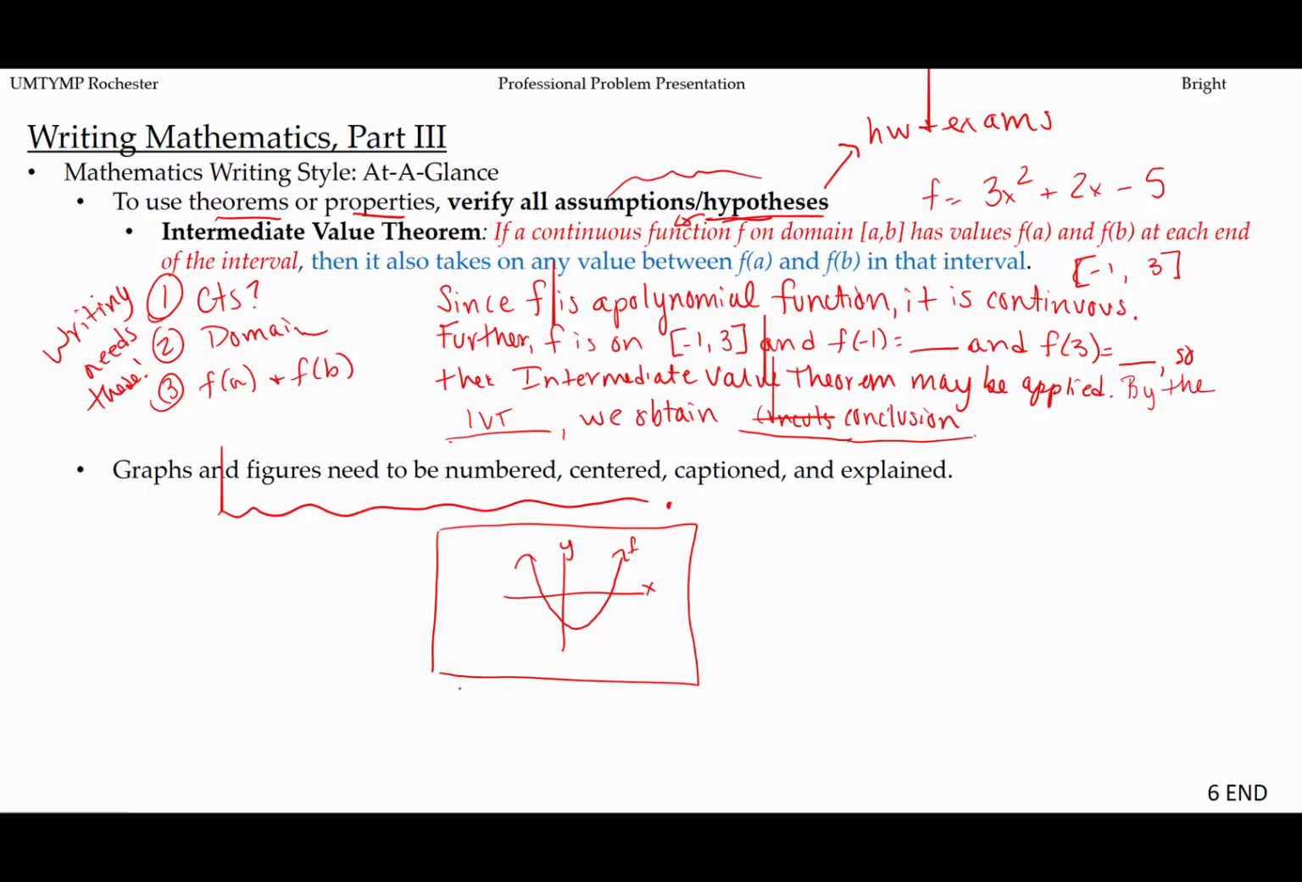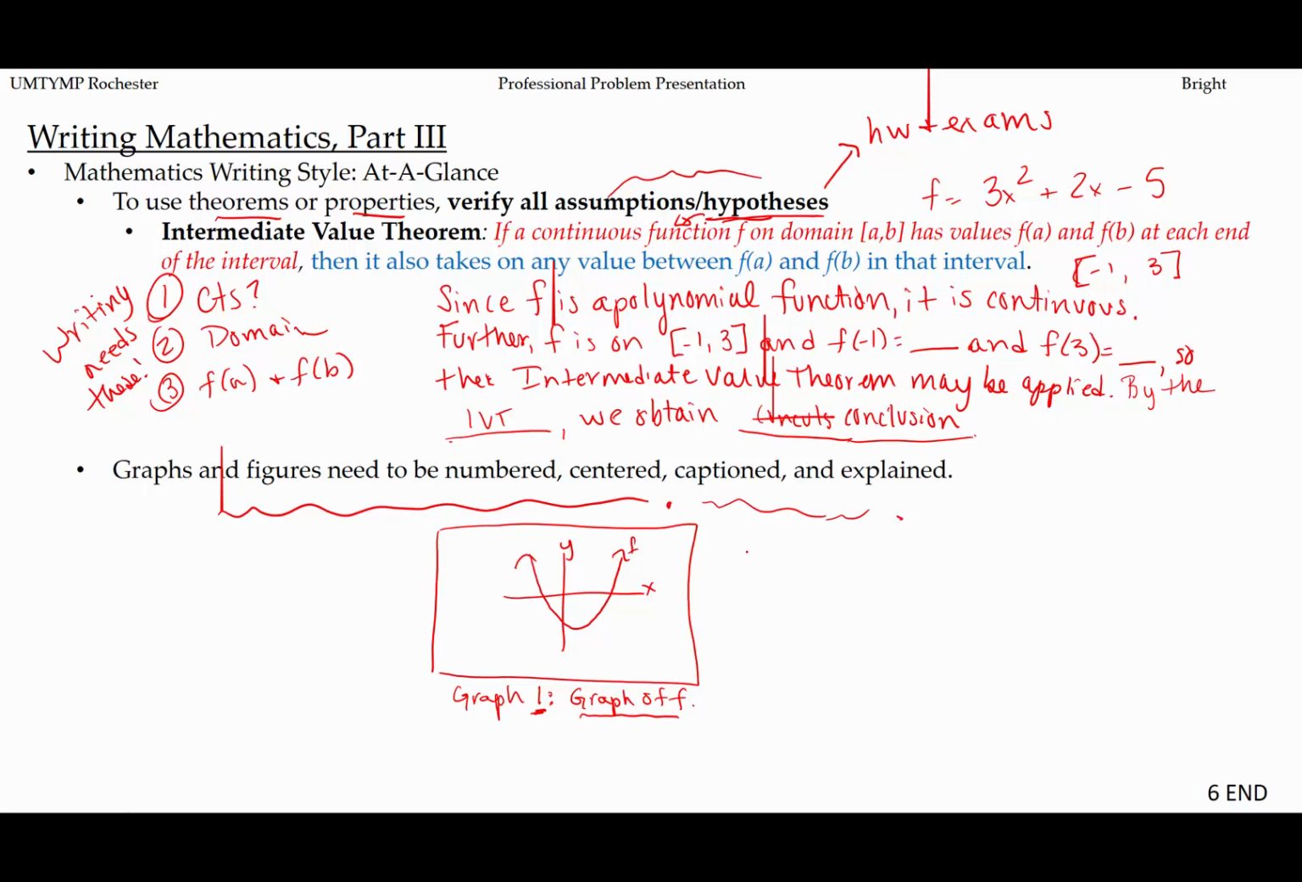And then I would say graph 1, graph of f. Okay, and that would be an example of, and then maybe there's some additional writing here, but then that would be an example of the graph being numbered. Okay, so I got a number. I have it centered, well, relatively speaking, and a caption. Okay, so a caption is just a brief description of what is being shown in the graph.